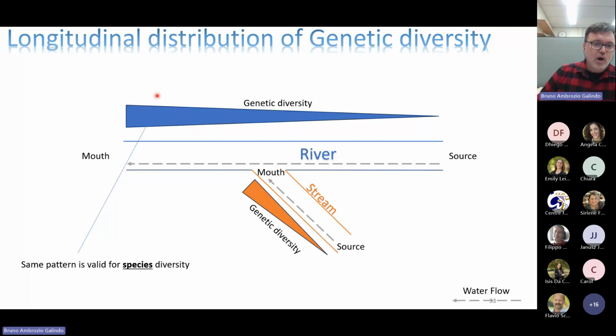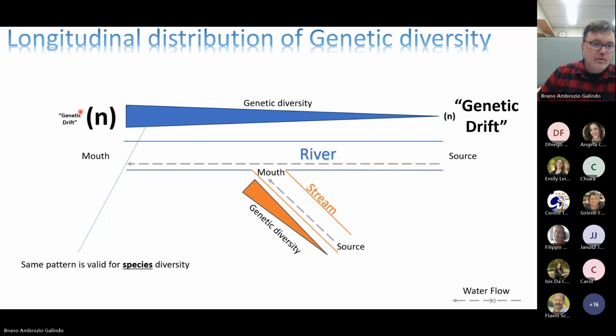So here close to the mouth, I have more species than here close to the source. So the same increase in diversity is valid for species level and genetic level. But why? Maybe because these areas are larger than here, and larger areas can have more capacity to sustain larger populations. So here I have a bigger number of individuals than here.